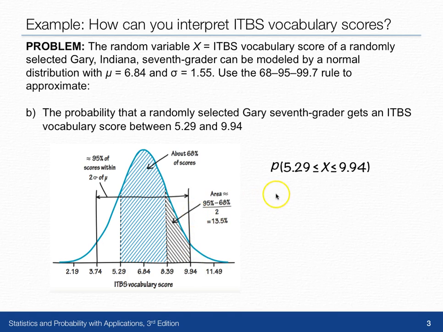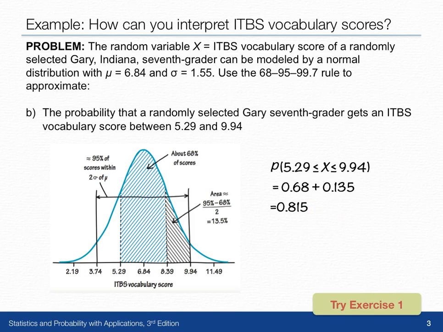Therefore, the probability that x will be between 5.29 and 9.94 is equal to 68% plus 13.5%, or 0.68 plus 0.135, for a total of 0.815, or 81.5% of scores. For some additional practice using the 68, 95, 99.7 rule, try exercise 1.